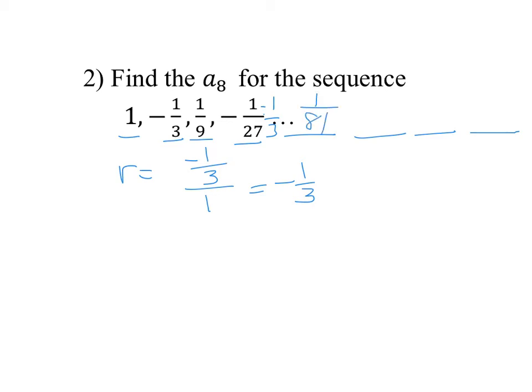And then this one is going to be a positive times a negative, so that's going to be -1/243. And then the pattern continues. So this is negative. Negative times a negative is a positive. And then whatever. This is going to be negative 2187, I hope. Okay?